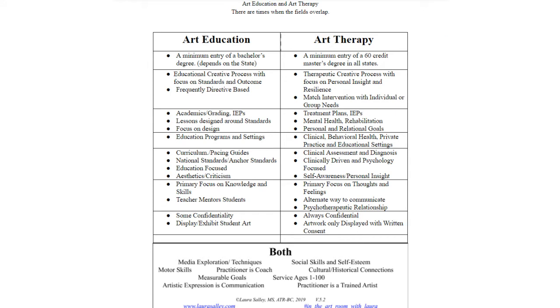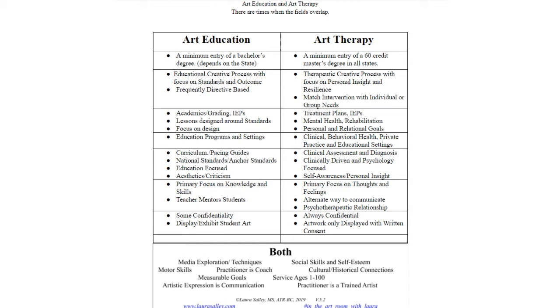So here's a chart that I put together that helps define and delineate art education and art therapy. I'll let you take a look at it, but in a nutshell, the left side is art education, the right side is art therapy. There's a dotted line down the center to indicate that sometimes there's crossover between the two fields. And then I have highlighted at the bottom in a box areas where both fields overlap.